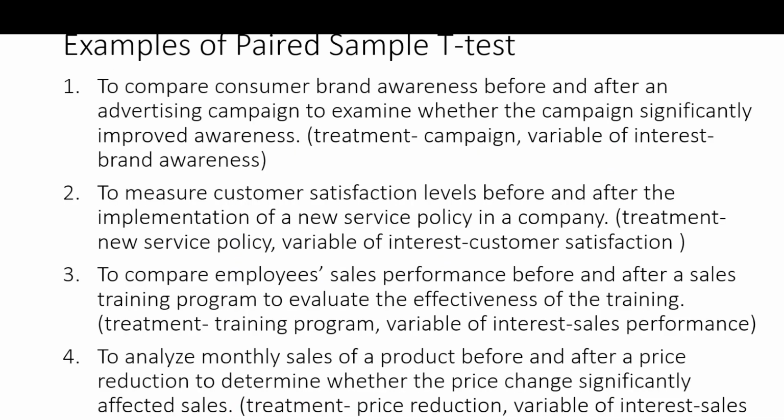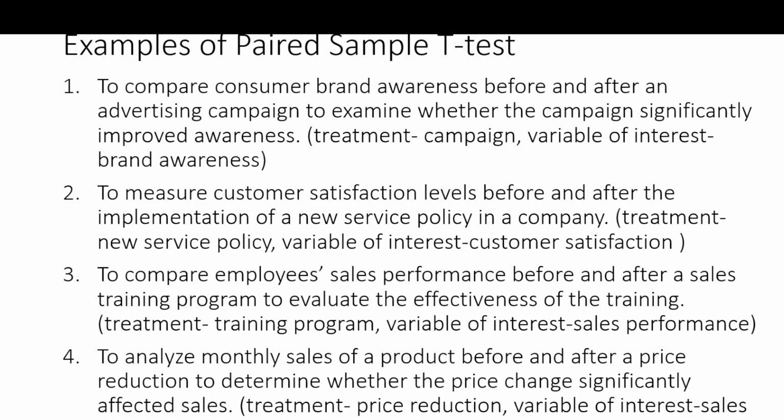Now, what are the examples of paired sample t-test in business research? To compare consumer brand awareness before and after an advertising campaign to examine whether the campaign significantly improved awareness. So now the treatment is campaign and the variable of interest is brand awareness. Second example is to measure customer satisfaction level before and after the implementation of a new service policy in a company. So in this case, the treatment is new service policy and the variable of interest is customer satisfaction. The third example is to compare employee sales performance before and after a sales training program to evaluate the effectiveness of the training. So the treatment given is training program and the variable of interest is sales performance.